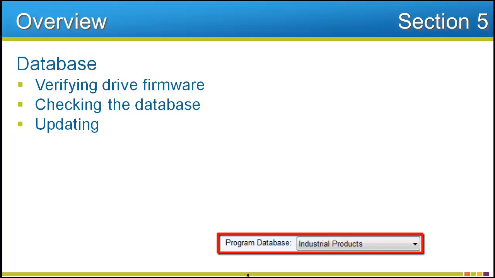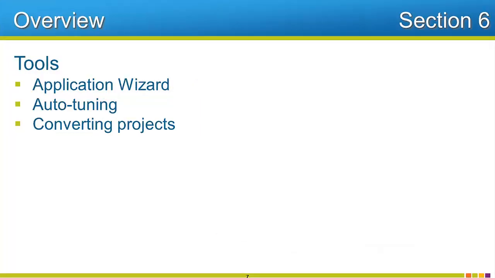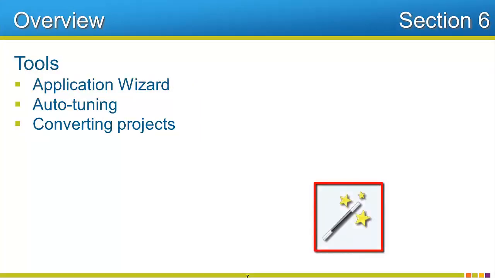So this means that parameters listed in the program are pulled from the installed databases. This is going to depend on the drive's firmware. This will be discussed in further detail in section 5. There are some pretty powerful tools within DriveWizard Industrial. The application wizard makes setup foolproof.